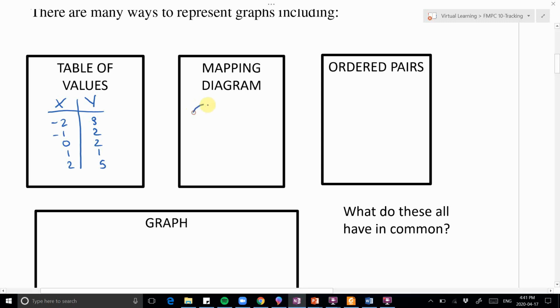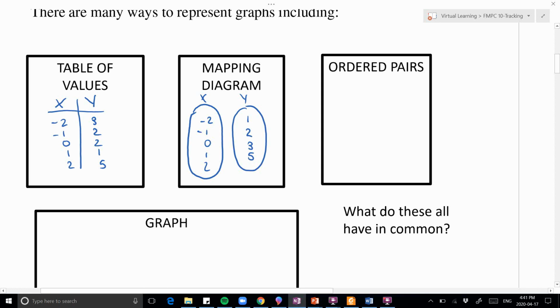Mapping diagrams are very similar, right? We've got x on the left and we've got y on the right. The difference here is in a table of values, we list all of our values. In a mapping diagram, we don't repeat numbers. So for our x's, we have -2, we've got -1, 0, 1, 2. For my y's, I've got 1. Now I have 2 2's. When I transfer that into a mapping diagram, I'm only going to write it once. And then I have 3 and I have 5.